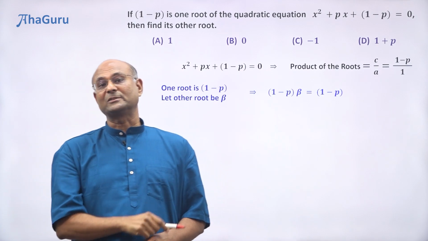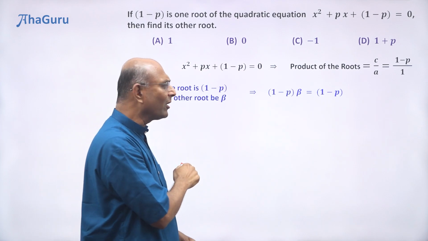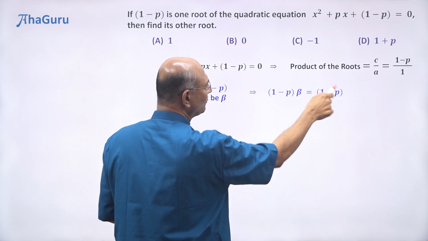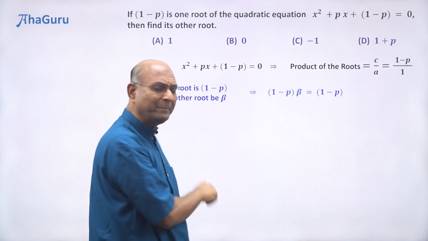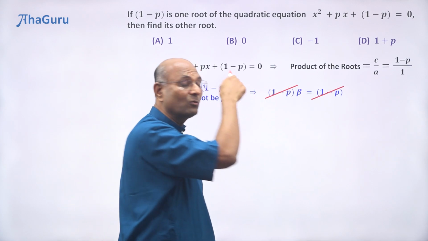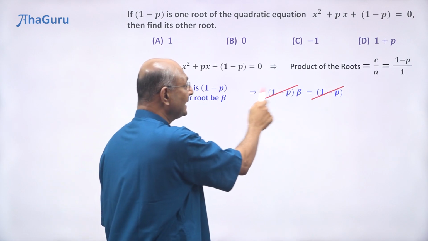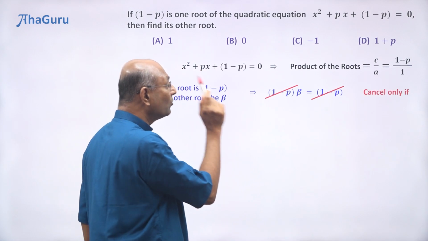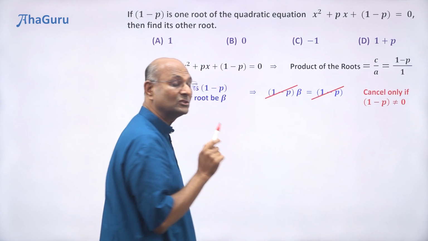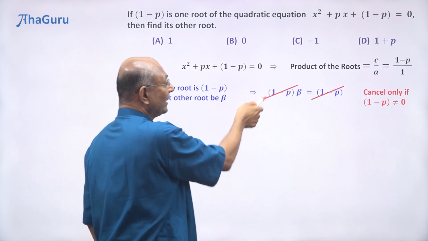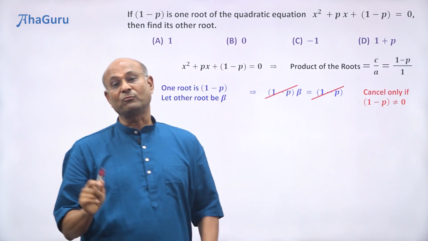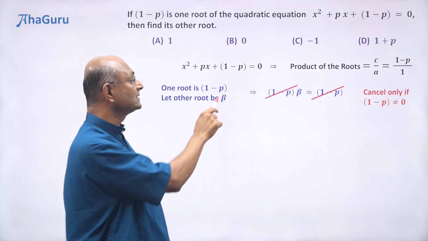Now that step is wrong. Why is that step wrong? You have (1 minus p) into beta equal to 1 minus p. So how did she get beta as 1? She cancelled 1 minus p on both sides. But when can you cancel the same number on both sides? Only if this number is not equal to 0. So you are allowed to cancel only if 1 minus p is not 0.